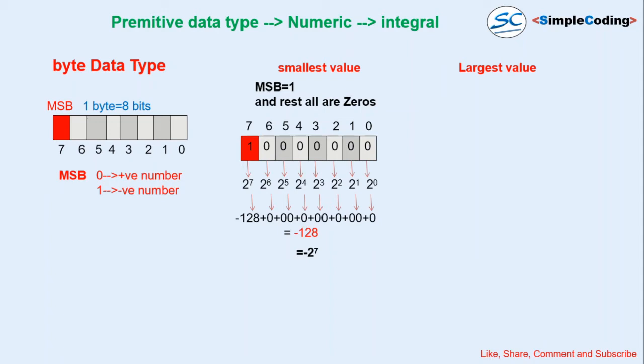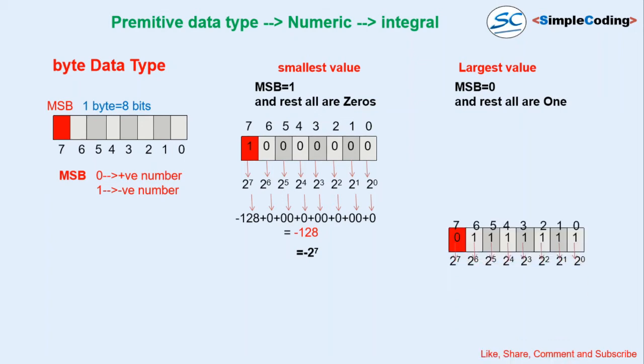When we are considering the largest value, we are always going to look for the positive numbers. To get a positive number, the MSB should be 0. And the largest value in binary is 1. So MSB should be 0 and the rest are all 1.